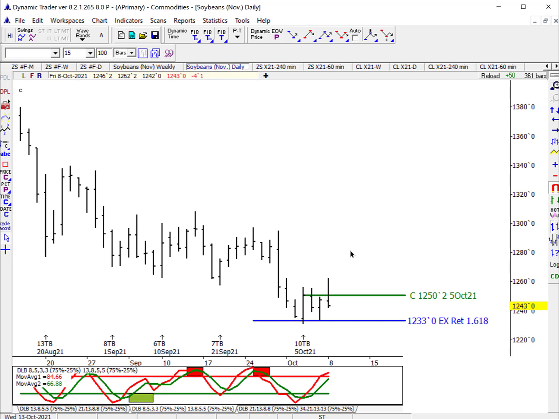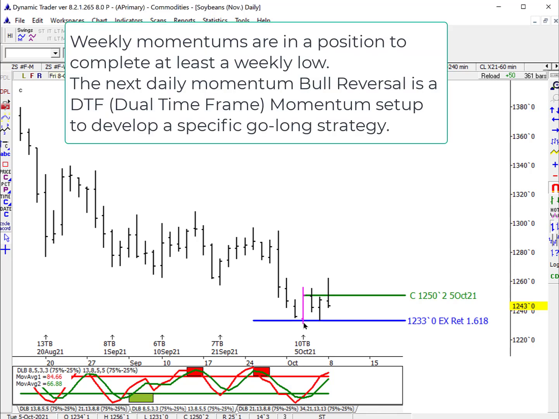Here's our daily data. The daily momentum, the fast line of the 8 look back, reached overbought last week. More than likely, we're going to make a daily high and then another cycle or rotation in the daily momentums. We had a reversal here a few days ago on this big outside bull reversal day. And that was our setup to develop a go-long strategy.